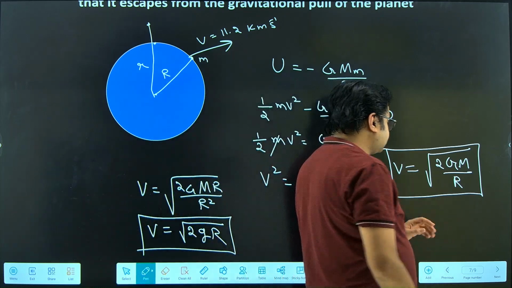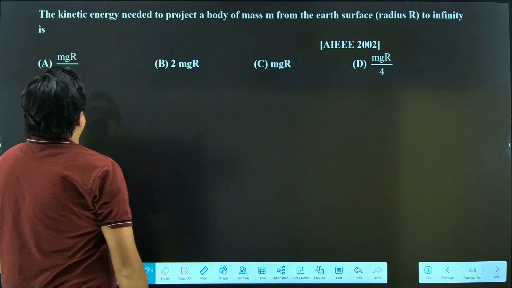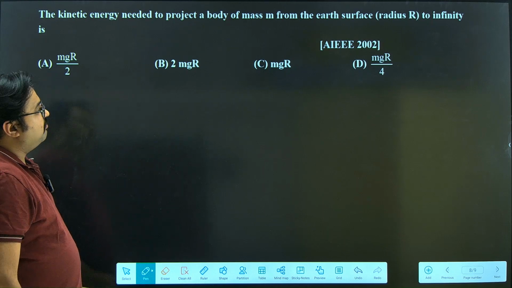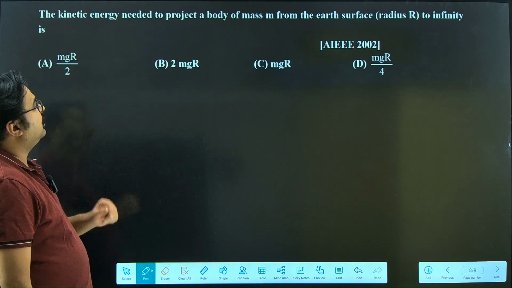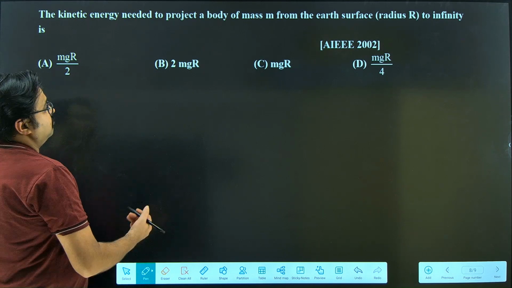But anyway, going further, let us solve a problem based on this. The kinetic energy needed to project a body of mass m from the surface of the Earth of radius R to infinity is, that's the question. Very simple here.